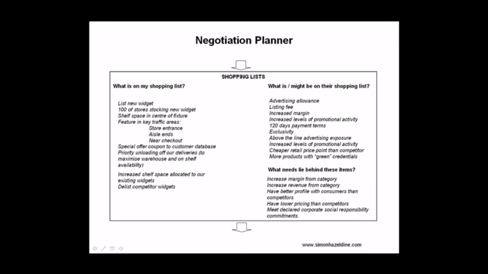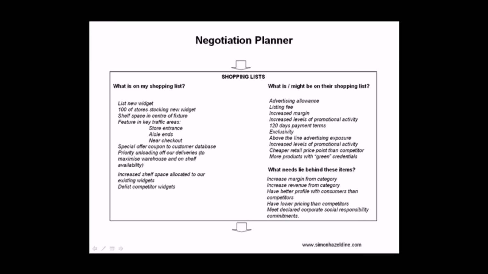They're advertising their stores, in this case, as being good value for money, so they want to have lower pricing than competitors, and they have a declared corporate social responsibility plan. They've made commitments to reduce the amount of waste that they produce, the amount of waste that goes into landfill, to increase the amount of recycled packaging and products that they use. So that will be a need that lies behind more products with green credentials. That might be something that we could use to leverage in the negotiation.